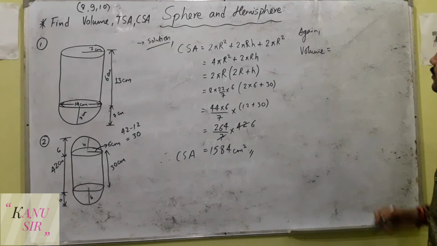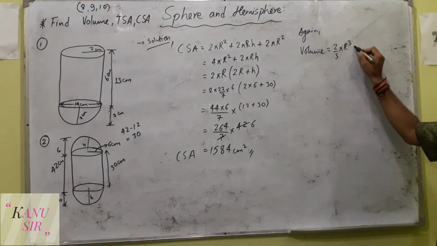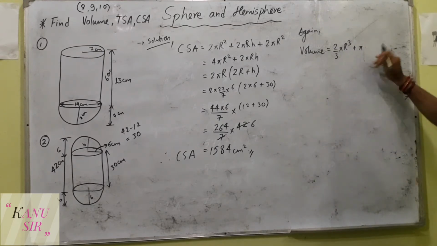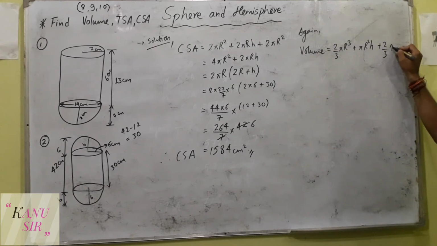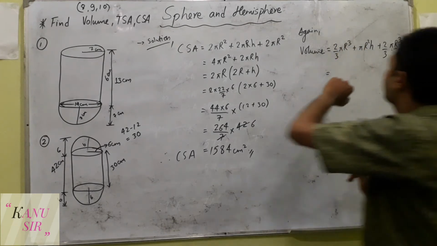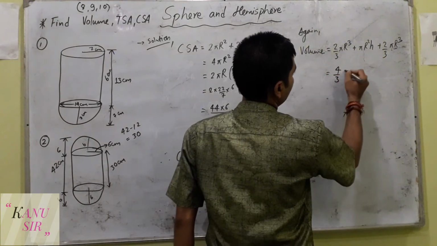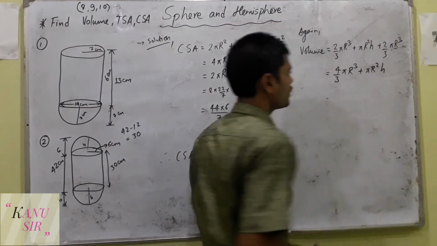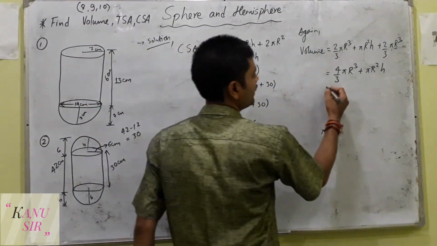Volume of the figure 2 is 2 upon 3 pi r cube for the first hemisphere, pi r square h for the cylinder, and again 2 upon 3 pi r cube for the second hemisphere. So 2 upon 3 pi r cube and 2 upon 3 pi r cube, in total you will get 4 upon 3 pi r cube plus pi r square h. Try your best to simplify as much as it is possible so that our solutions will be easier.